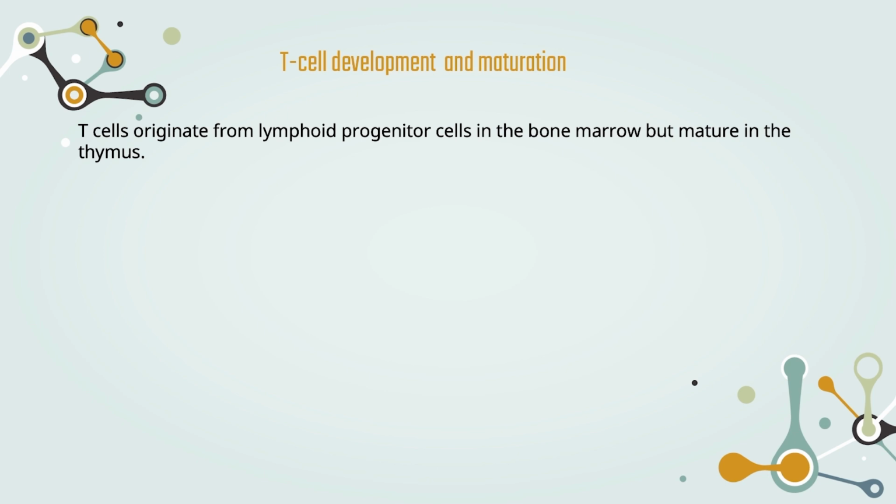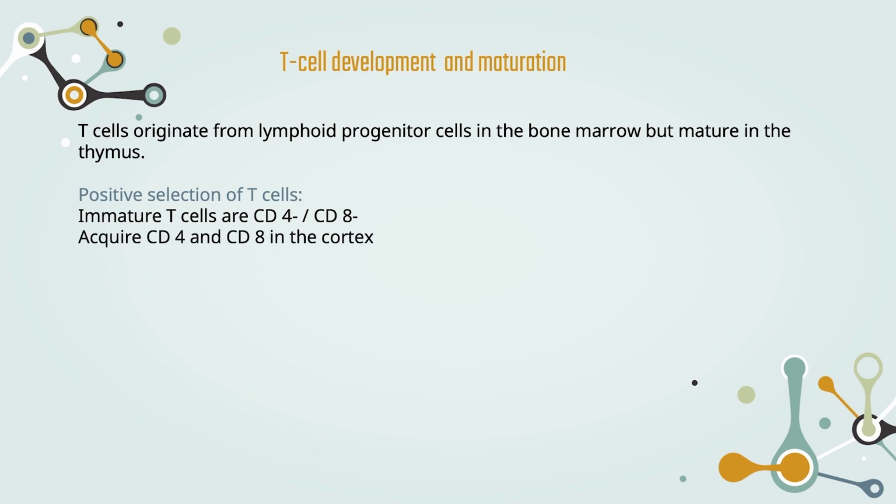All right, let's look at this. Now, this maturation has two steps. They're called positive selection and negative selection. Now, let's talk about positive selection first. Like I just said, immature T cells which are formed in the bone marrow are CD4 negative and CD8 negative. All right, but they acquire CD4 and CD8 in the cortex of the thymus.